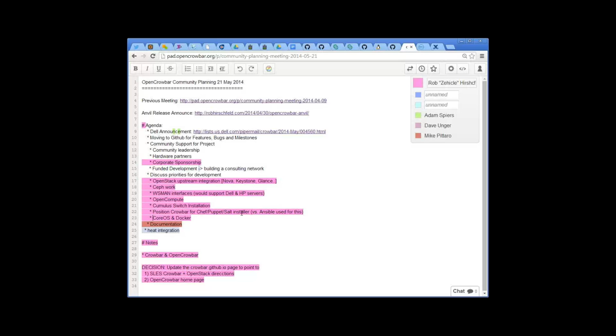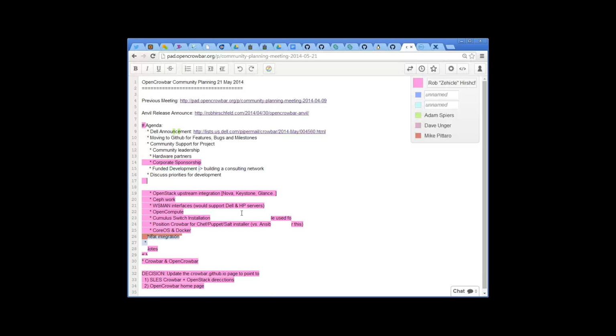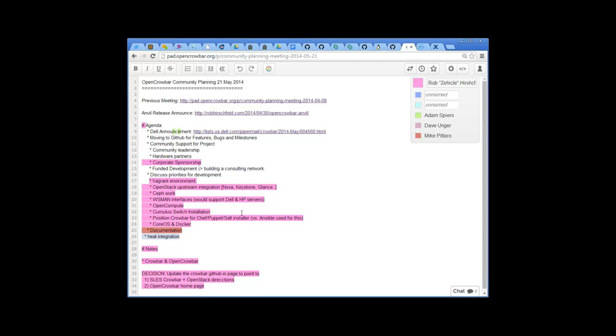I don't know whether you'd consider this a development item, but I certainly do. And I would actually personally put it right at the top, even above the OpenStack work, and that is to provide a Vagrant environment so that people can be up and running with it in a one-liner effectively.